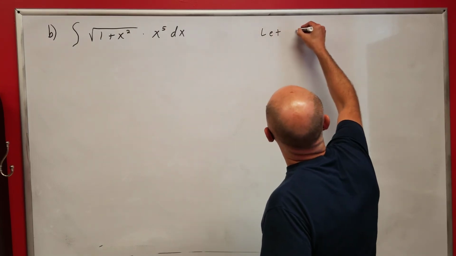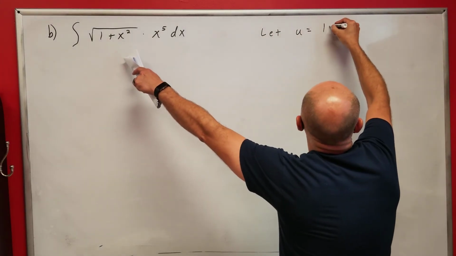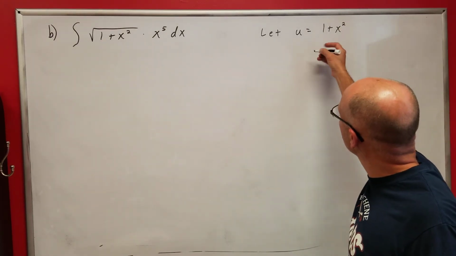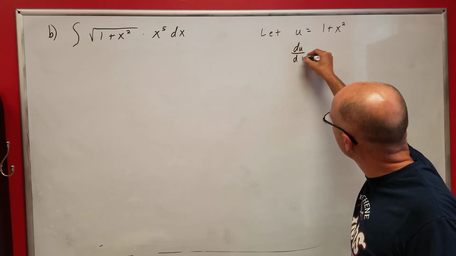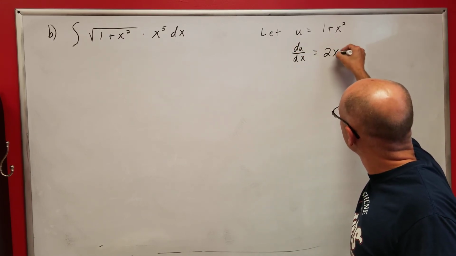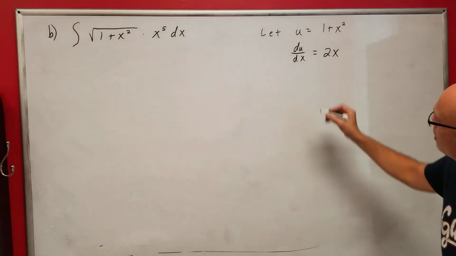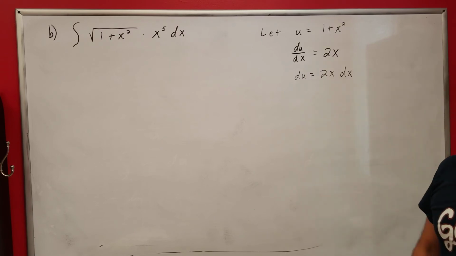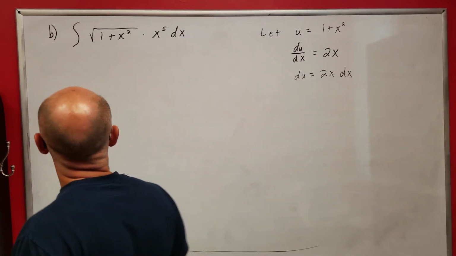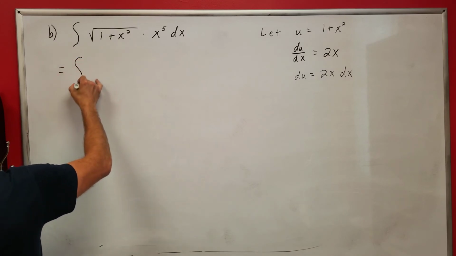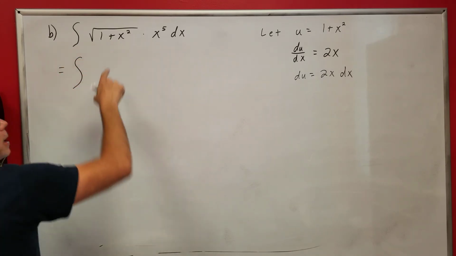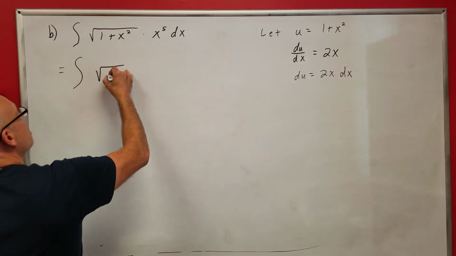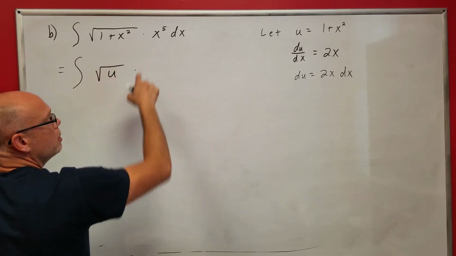So I'm going to say, let u equal 1 plus x squared. Now let's take the derivative of both sides of this with respect to x. We get this, right? So du will be equal to 2x dx. So over here I'm going to have the integral of, what's 1 plus x squared? 1 plus x squared we said was u, right? So we have the square root of u times, how about x to the 5th dx?